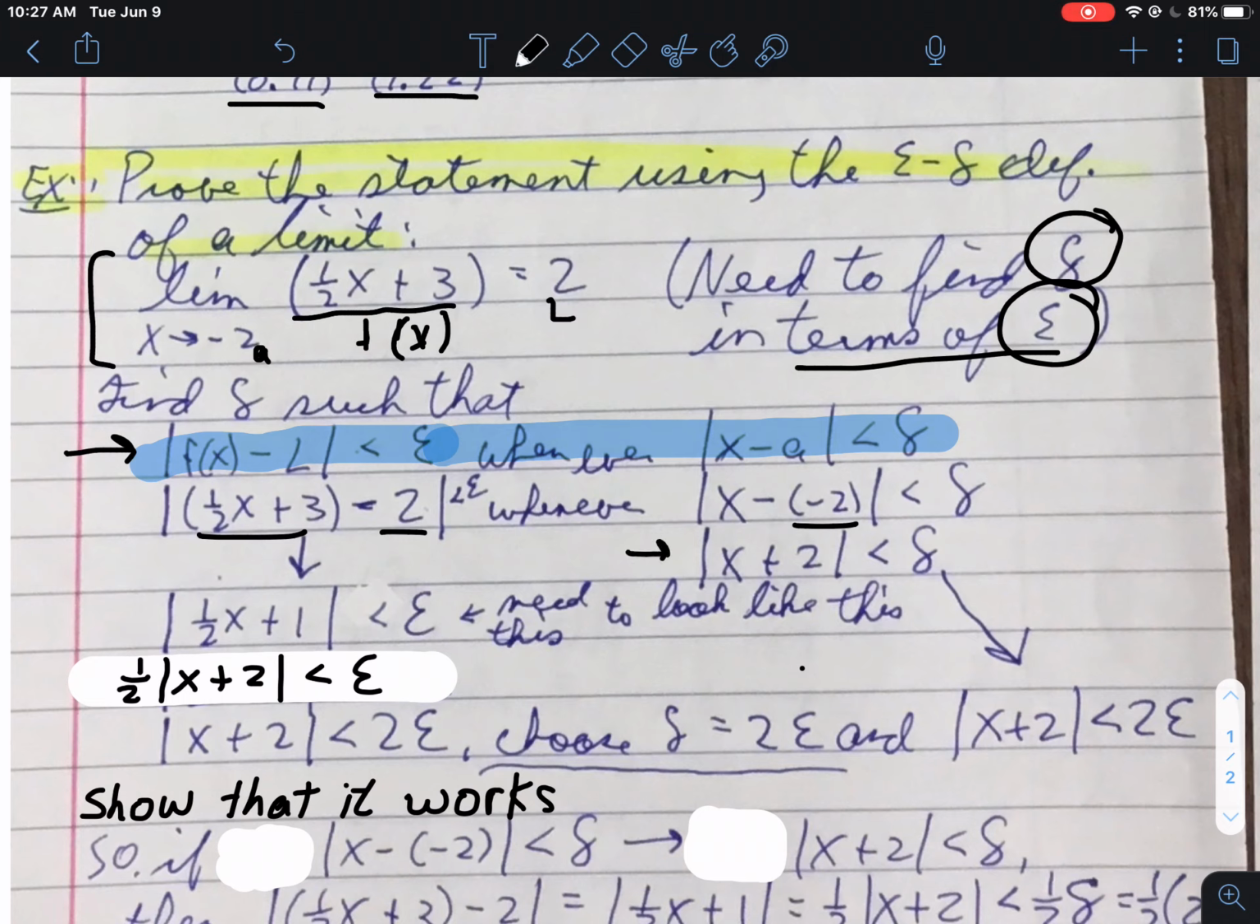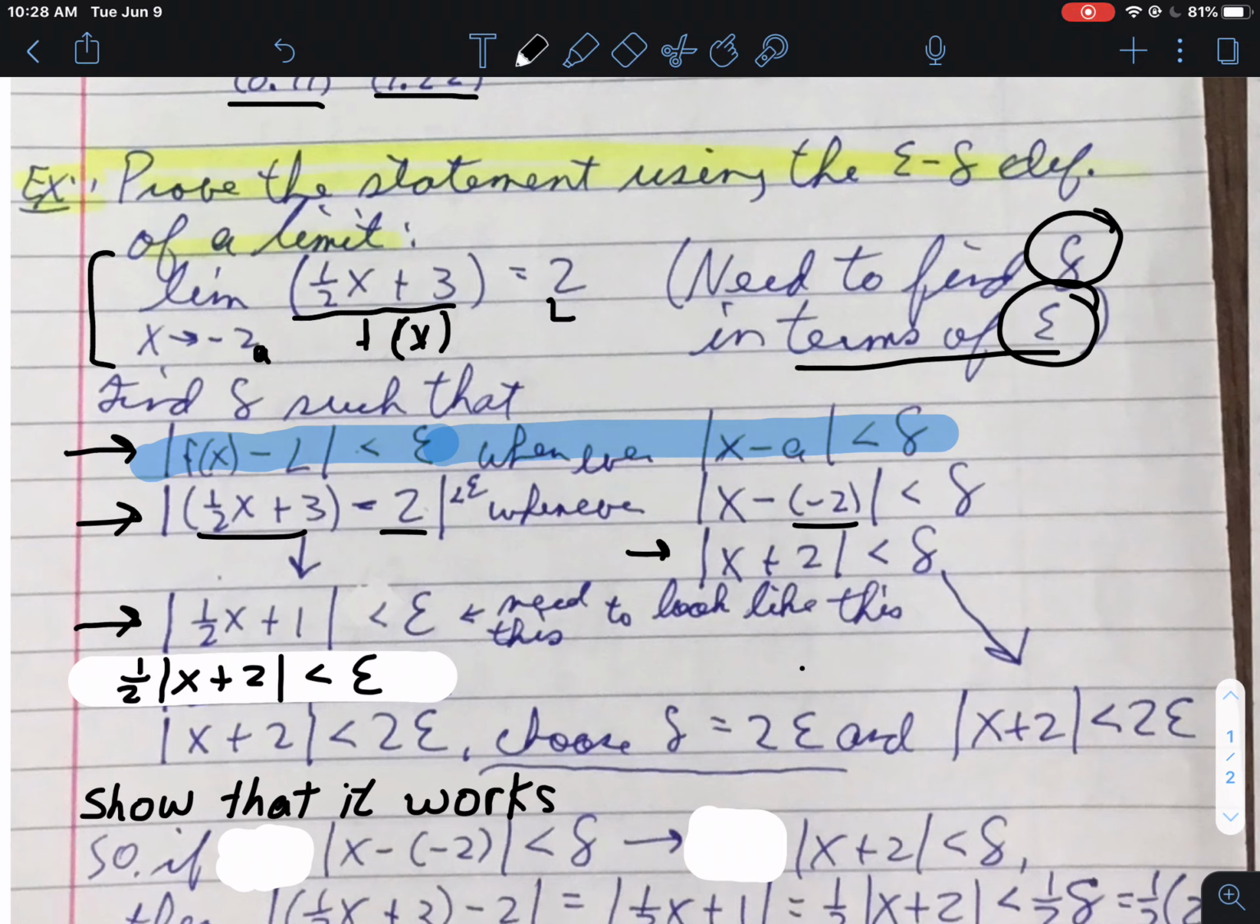Now, here's the trick to these, okay? So I've got the absolute value, and I went ahead and simplified on this left side. So I went ahead and rewrote the left side. Plus 3 minus 2 gives me plus 1. So now here's what I've got. I've got the absolute value of 1/2 x plus 1 is less than epsilon whenever the absolute value of x plus 2 is less than delta.